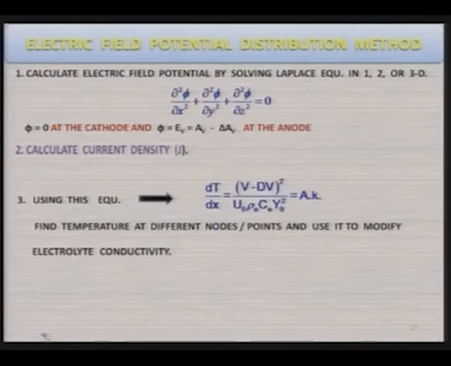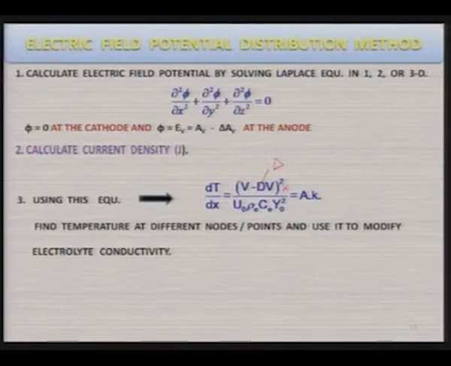Using this equation, after finding the current density, you can calculate the temperature distribution along the electrolyte flow direction, that is the x axis. Here it is assumed that the electrolyte is flowing along the x axis. That is why you have here del T over del x is equal to (V minus delta V) square divided by U0 rho E C E by 0 square, which is equal to A k. Now, here you can see that k is missing. So, you can see that this is the delta V, like shown over there.